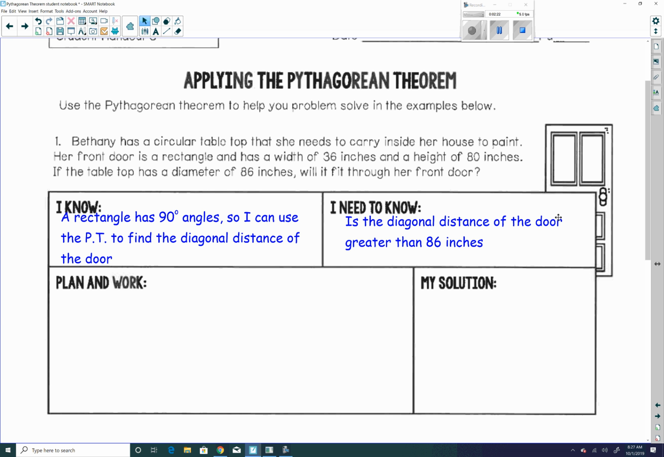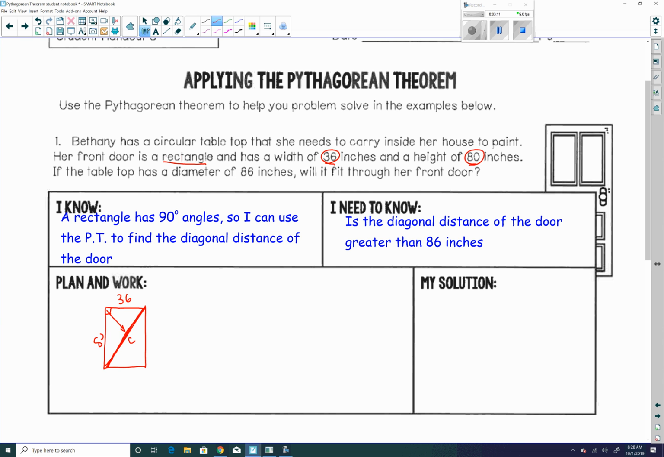So now I'm going to come back and mark up my text. So I know I've got a rectangle and it has a width of 36 inches and a height of 80 inches. So I'm going to draw a picture down here of my door. So I've got my door and it has a width of 36 and a height of 80. And I'm looking for this measurement right now. So I know if I can tilt that table on the side and fit it through the door. So if I do that, I know that this is going to be my right angle. That's going to be my C side. So I can use the Pythagorean theorem here to figure out what the length of that C side is.